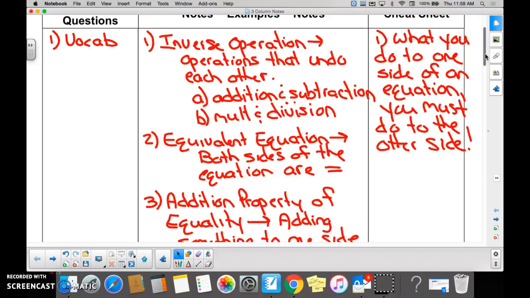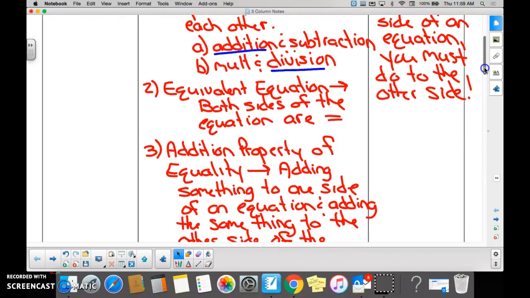Yeah. What is the simple definition for the word inverse? Opposite. Good. Okay, so if I said the inverse operation for addition, you would say? Subtraction. And if I said the inverse operation for division, you would say? Multiplication. Good. So number 2, equivalent equation. Both sides are equal. Yes, no.